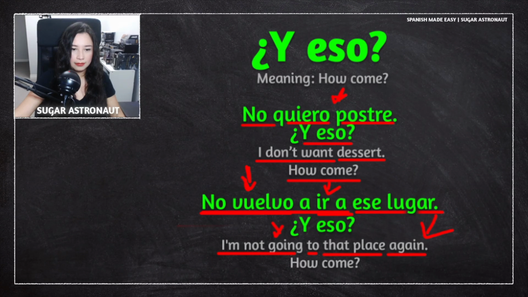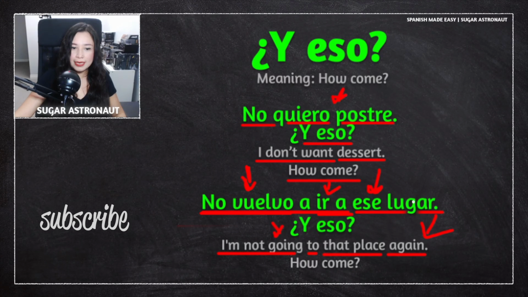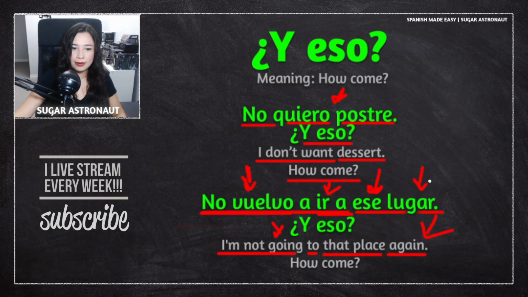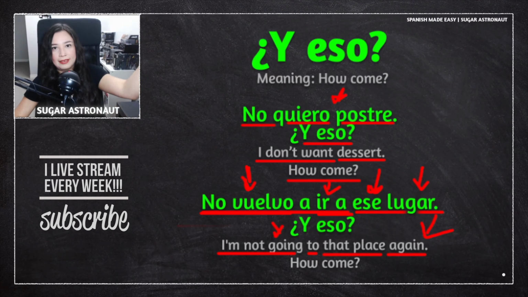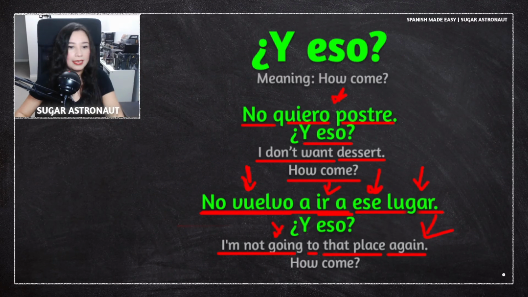That place. Okay? Ese. Why aren't we using eso here if eso means that? Because when you have a noun, eso is more vague. You're just saying that, whatever that thing is. But when you're specific, you need ese. Ese lugar. We're talking about a place. We have place here.